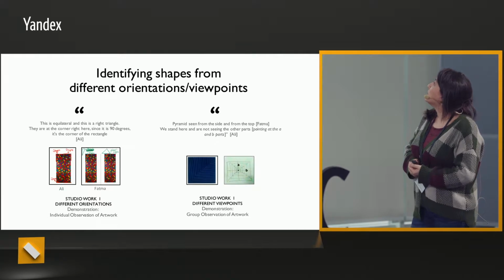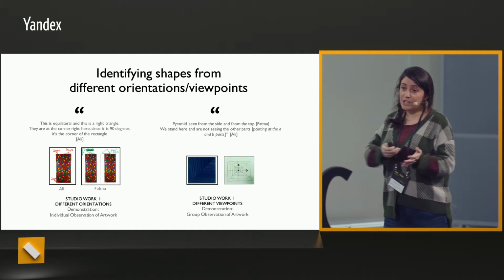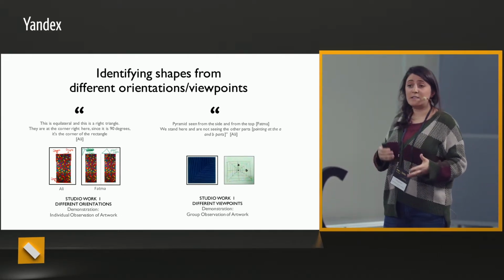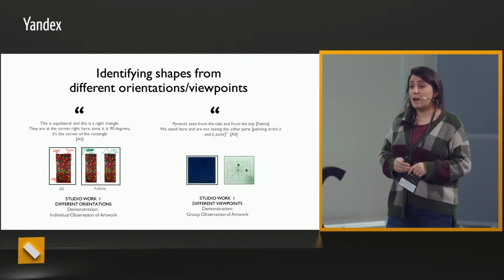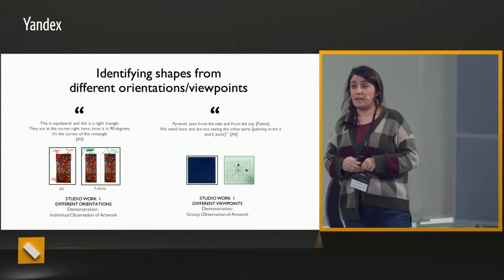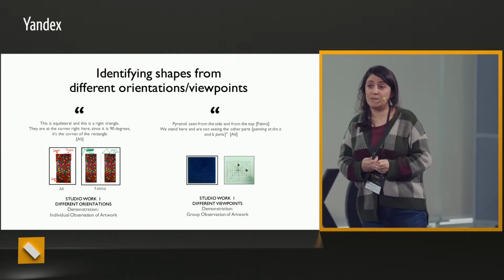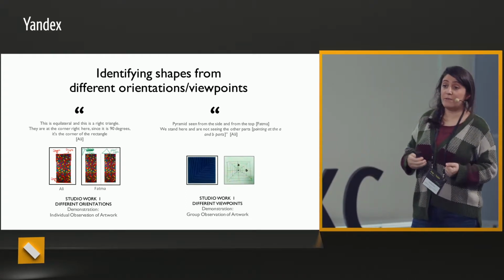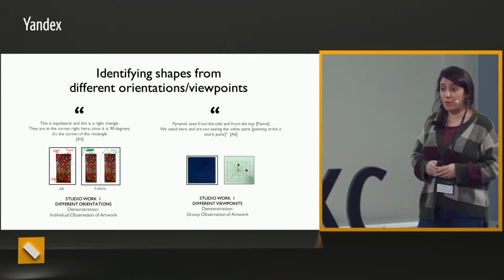Okay, and lastly, they also identified shapes from different orientations, 2D shapes from different orientations. They identified rectangles and squares that are presented at different rotations. However, some of the students identified similar triangles at different rotations with different names, such as equilateral triangle and right triangle. And they also identified three-dimensional shapes in the artworks from different viewpoints.